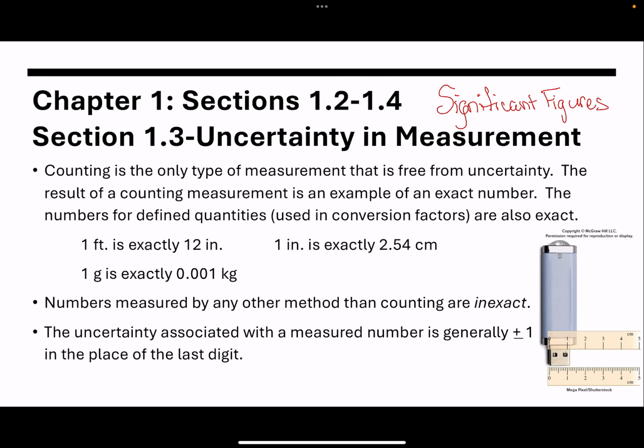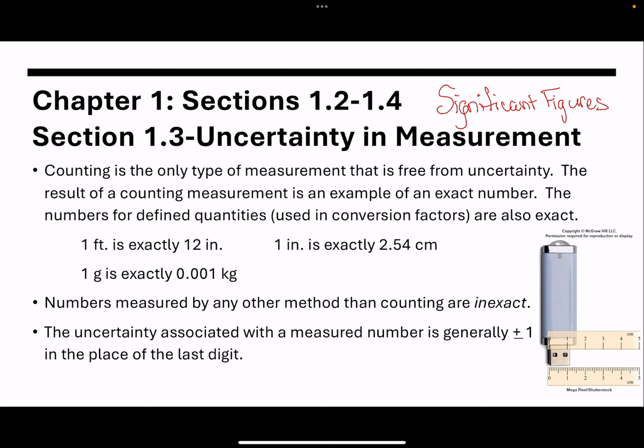Okay. Counting is the only type of measurement that is free from uncertainty. The result of a counting measurement is an example of an exact number. The numbers for defined quantities, which we use in conversion factors, are also exact. For example, we know that 1 foot is exactly 12 inches, 1 gram is exactly 0.001 kilogram, and 1 inch is exactly 2.54 centimeters. So these are considered exact numbers.